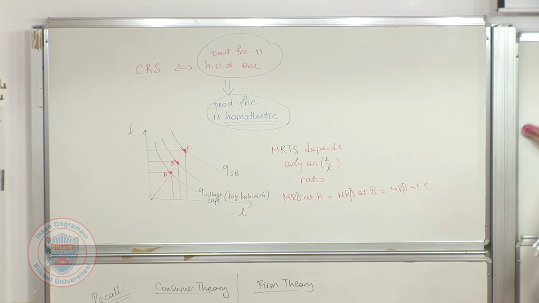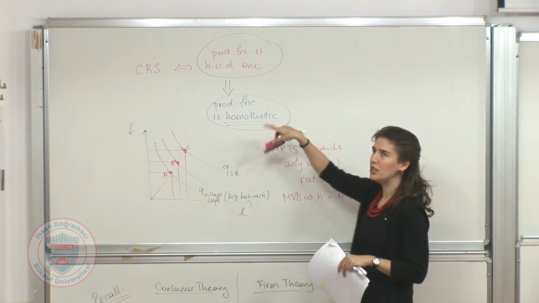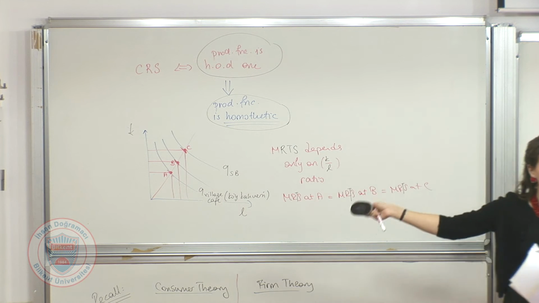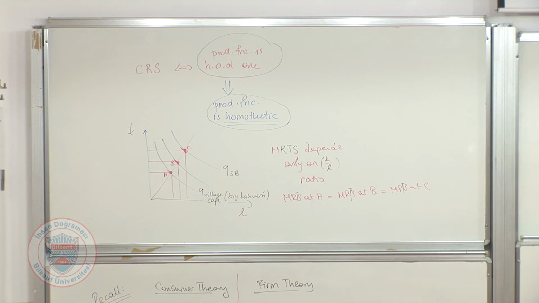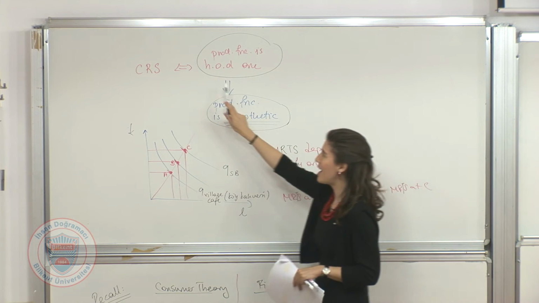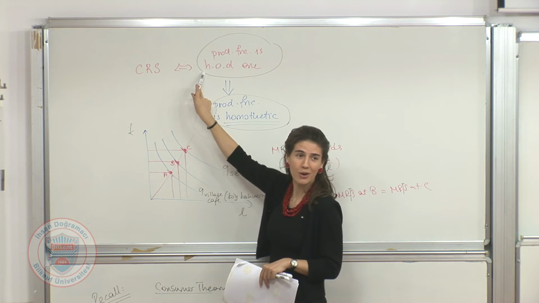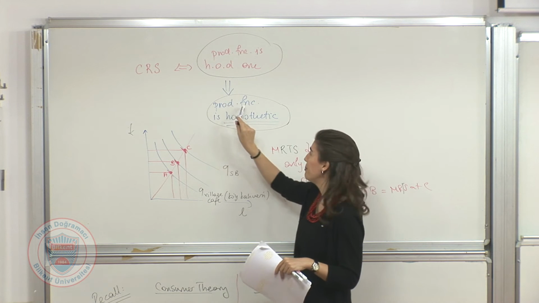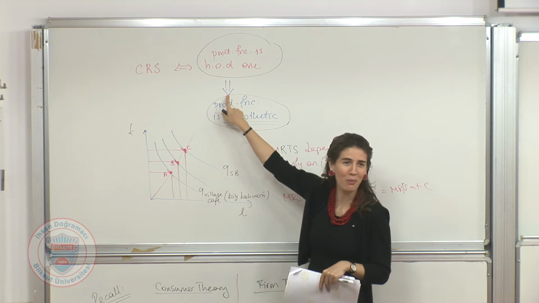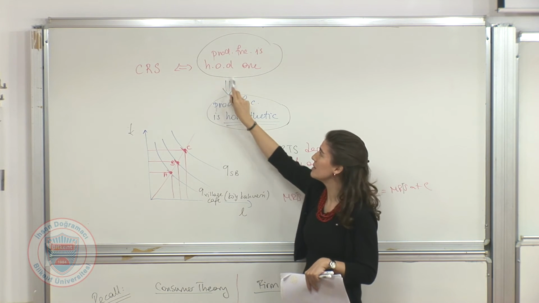Or let me put it this way, so you can get it easily. In order to be homothetic, does the production function have constant returns to scale? Yes. So look at these signs. This has two sides, right? So it goes both ways. But this goes, I did this on purpose. There's not this part, right?